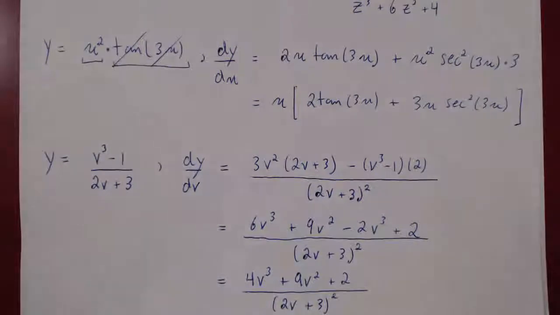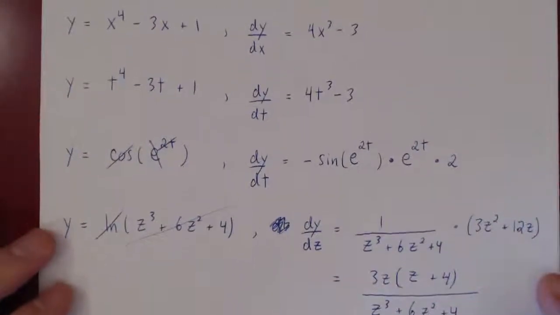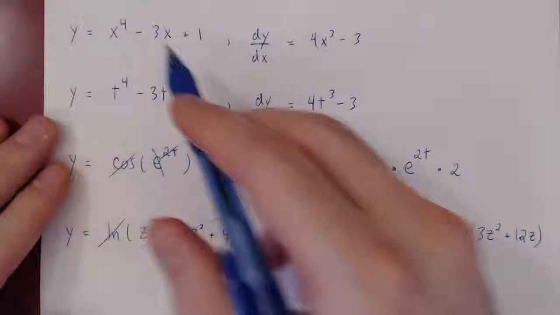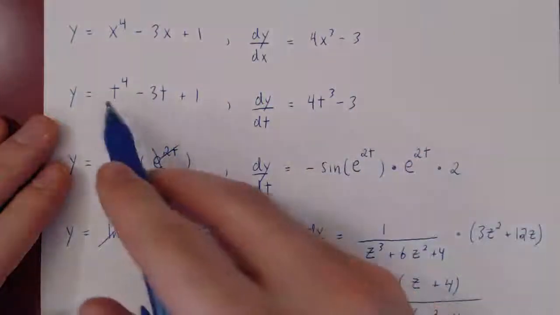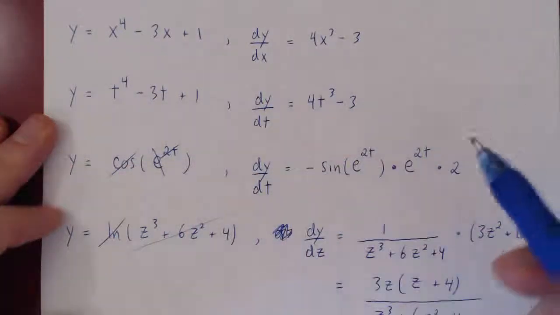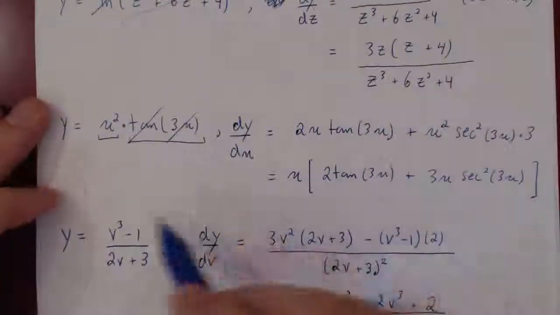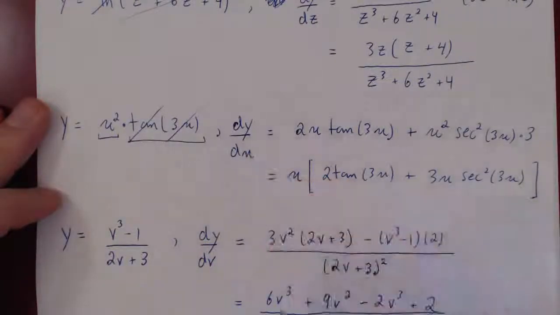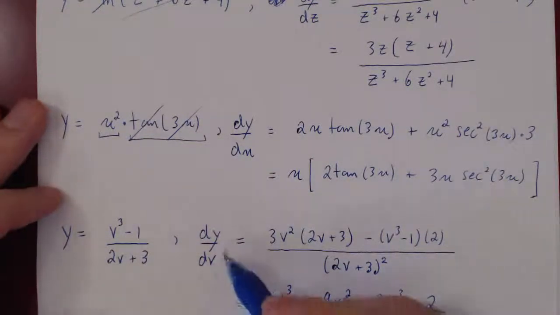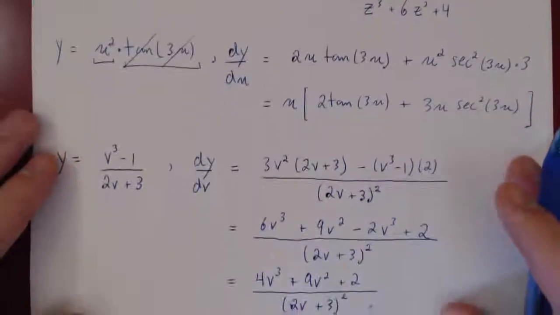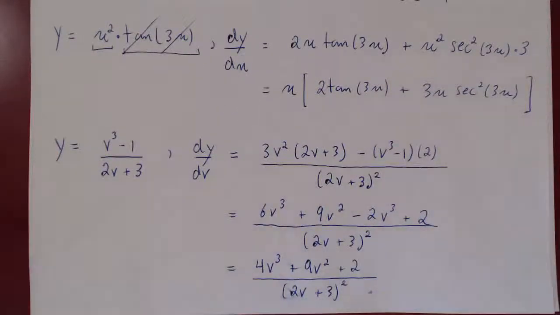So you see, if you have a function of x, differentiate with respect to x. Function of t, differentiate with respect to t. Function of z, differentiate with respect to z. Function of u, differentiate with respect to u. Function of v, differentiate with respect to v. And you see, it makes no difference whether you have a function of x, t, z, u, v, or any other variable. If you have a function of a given variable, you differentiate with respect to this variable.